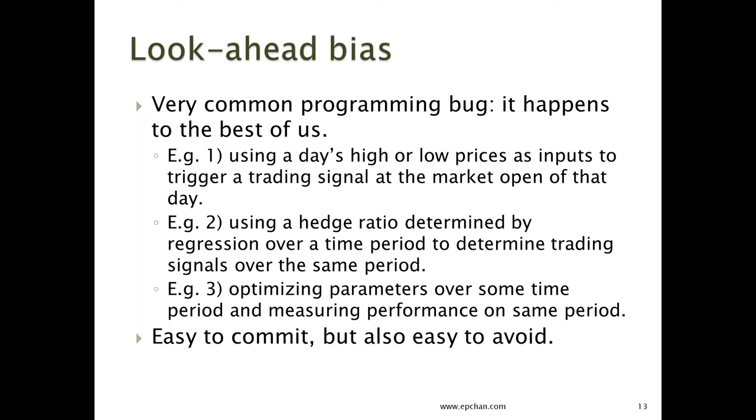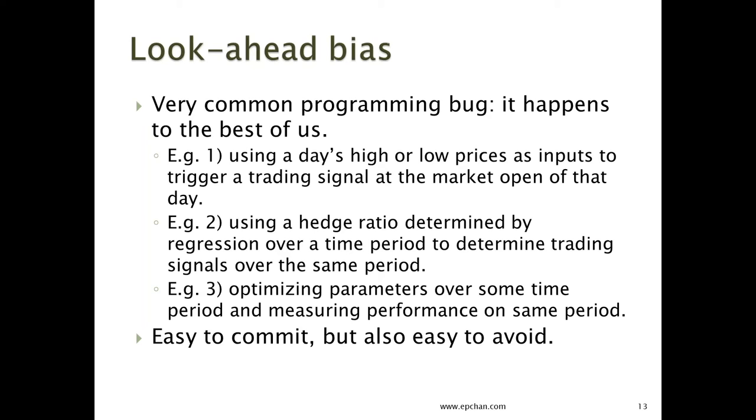So look-ahead bias, let's start with that. It is actually basically a programming bug, and it's very common, and it happens to the best of us. There are three situations, three examples where it can arise. Let's say, for example, our strategy uses the day's high or low as input to generate a trading signal at the market open of that day. Well, obviously, at the market open, we won't know the high and the low of the day. So that's a very obvious look-ahead bias, and hopefully we would not commit that.